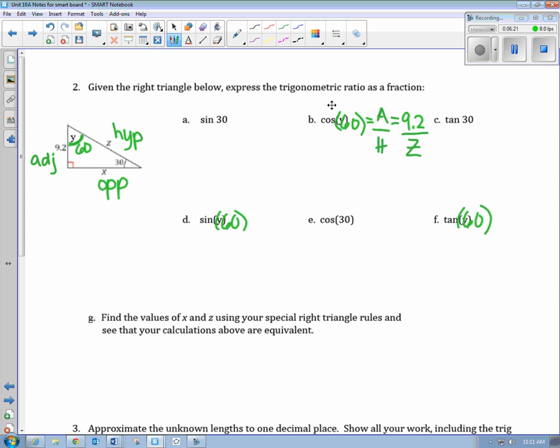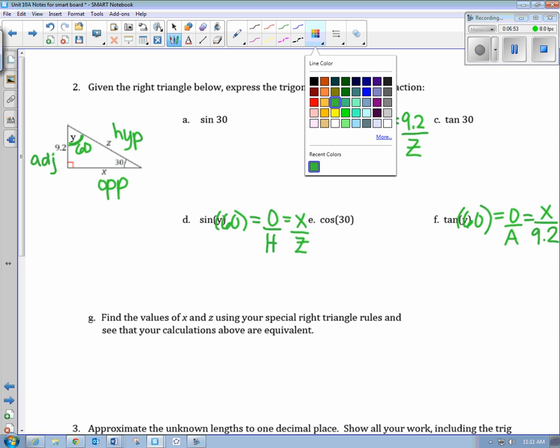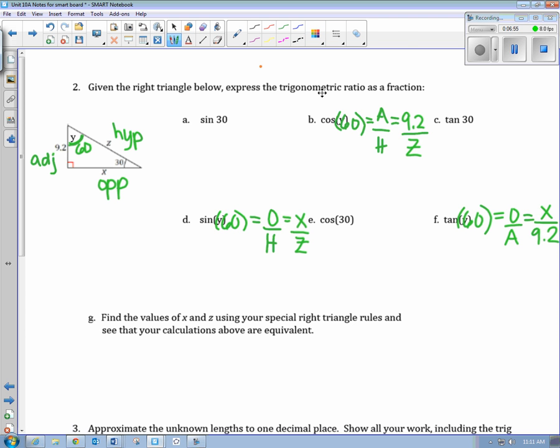If I go on and look at part D, another one that involves the 60-degree angle, this is sine, which I know is opposite over hypotenuse. So this will be x over z. At this point, we don't know the values for x and z, but we're going to talk about those. And then part F is the tangent of 60 degrees, which is opposite over adjacent, which gives us x over 9.2.